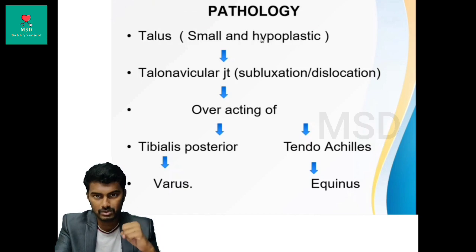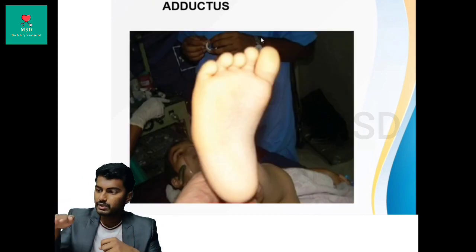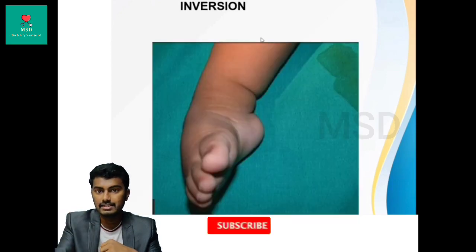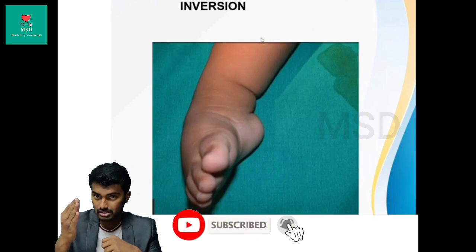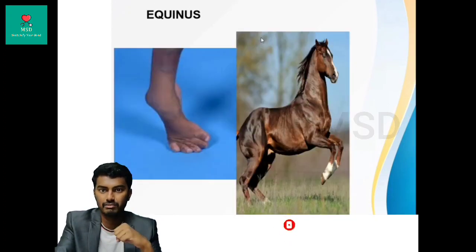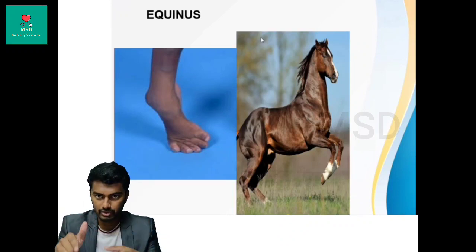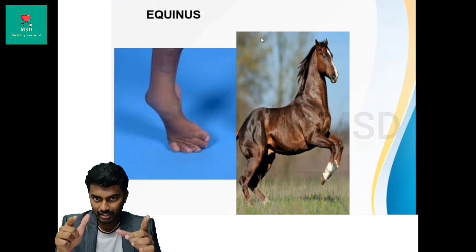Knowing the pathogenesis, let's discuss the deformities. As I told you, the horizontal movement towards your body is called adduction, and where your sole faces inward is called inversion. These both together are termed varus deformity. Then comes your equinus deformity. It will be like an equine foot. There will be plantar flexion of the foot.